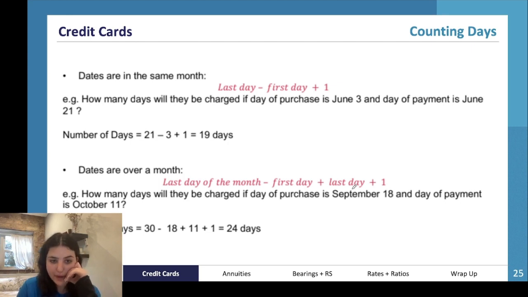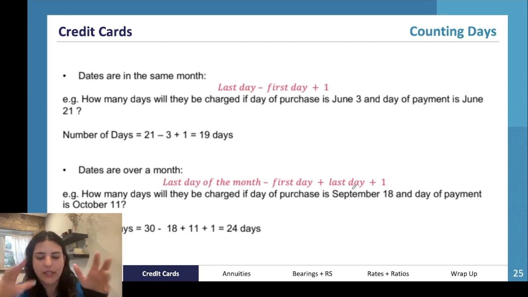If the dates are over a month, you do how many days? So let's say September 18th, the date of payment's October 11, you do 30, which is the number of days in September, minus 18, plus the number of days in October, plus 1.